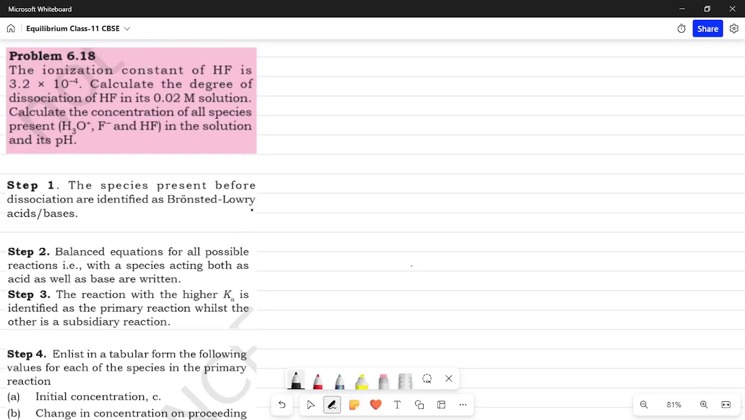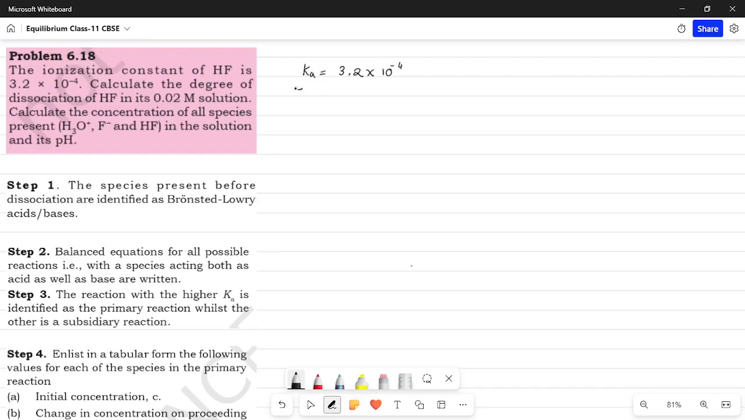and we're going to have the steps on the side, and then we're going to talk about it as we go. First of all, let's talk about this question. It's big, right? I know. So the ionization constant of HF is 3.2 into 10 to the power minus 4. So let's write that down. Ka equals 3.2 into 10 to the power minus 4. Calculate the degree of dissociation of HF in its 0.02 molar solution.